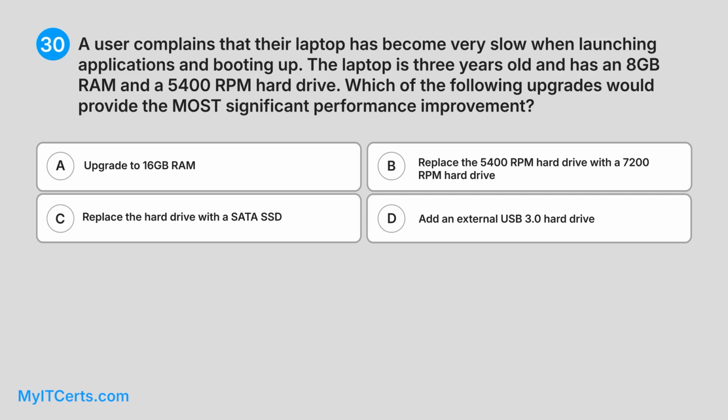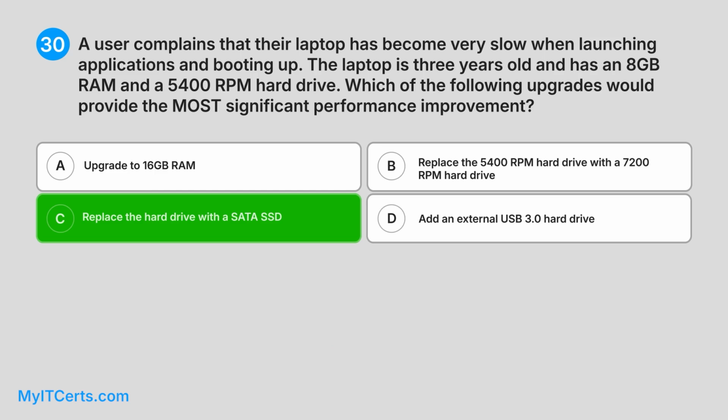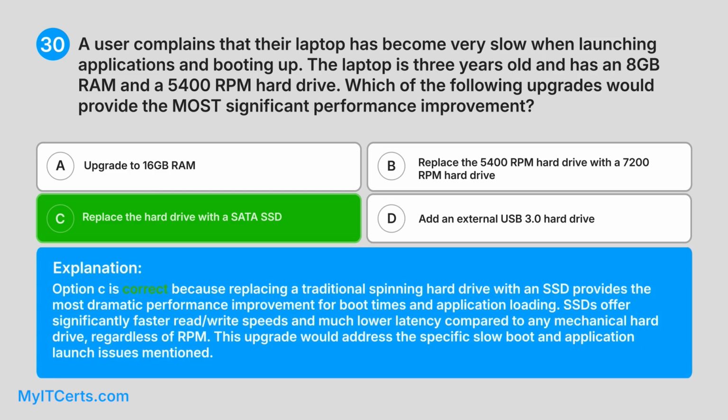Correct answer, C. Replace the hard drive with a SATA SSD. Explanation: option C is correct because replacing a traditional spinning hard drive with an SSD provides the most dramatic performance improvement for boot times and application loading. SSDs offer significantly faster read/write speeds and much lower latency compared to any mechanical hard drive, regardless of RPM. This upgrade would address the specific slow boot and application launch issues mentioned.